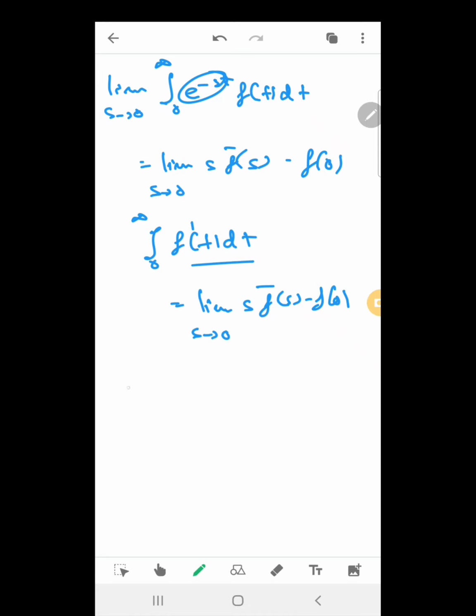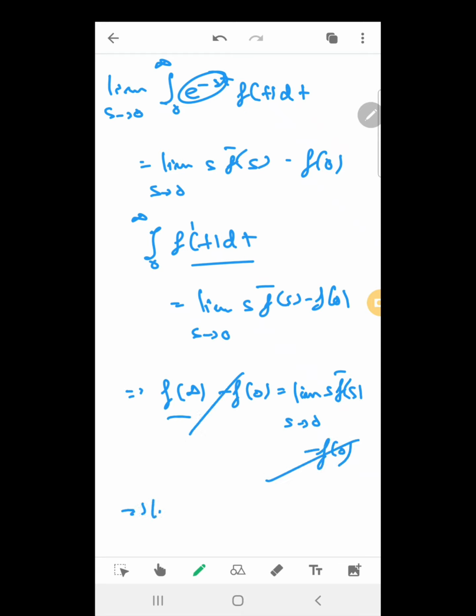Sorry, f dash t. So this is equal to f of infinity minus f of 0, which is equal to limit s tends to 0 of s f bar s minus f(0). This f(0) cancels on both sides. This can be written as limit t tends to infinity f of t is equal to limit s tends to 0 of s f bar s. This can be written because f is continuous at t equals to infinity. Got it? So this is the proof of the second case.